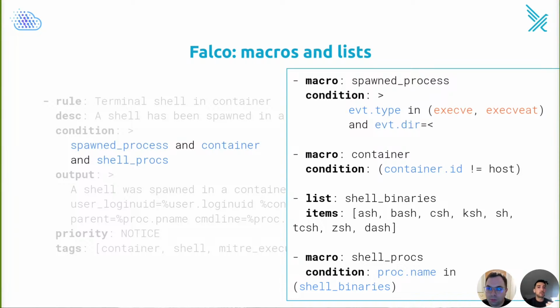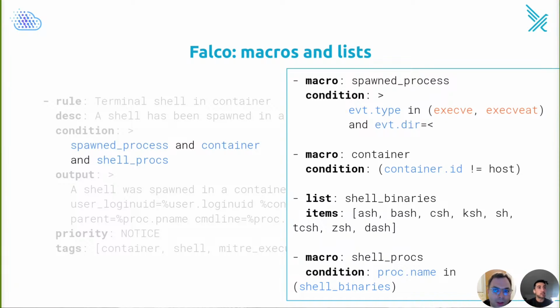So instead of repeating this block over and over, you can just create a macro and reuse that macro from one rule to another. If one day you want to extend this macro, it will be propagated to all rules which use that macro. We have the same for the list. For example, this is a list of shell binaries, and this is a macro which uses this list: proc.name in shell_binaries. Of course, everything is extensible.